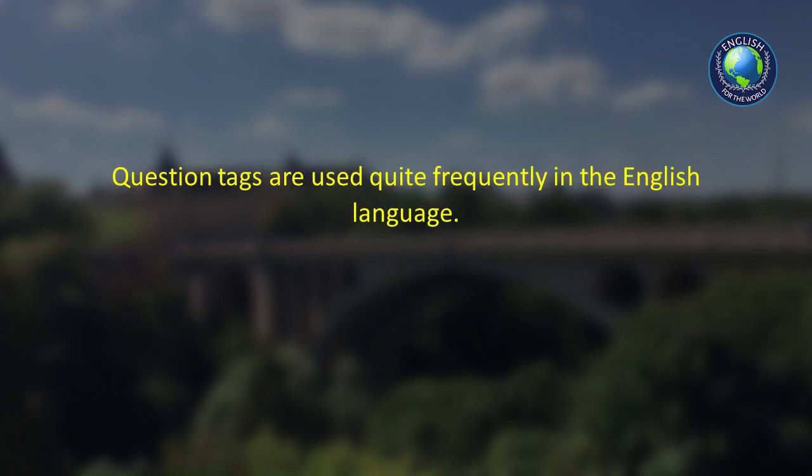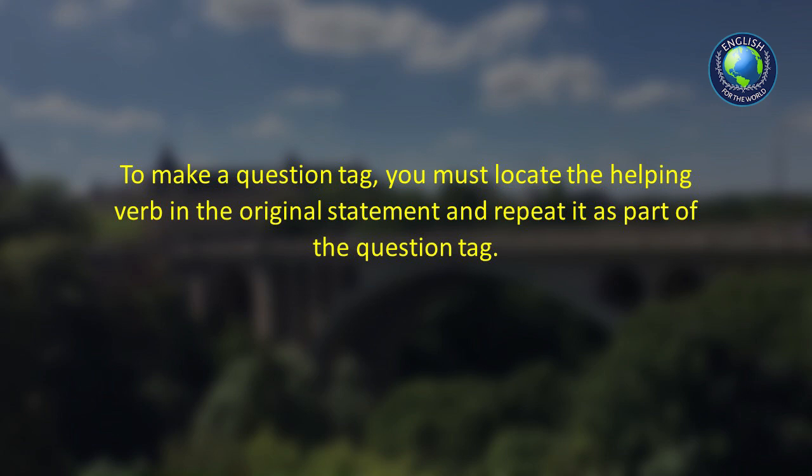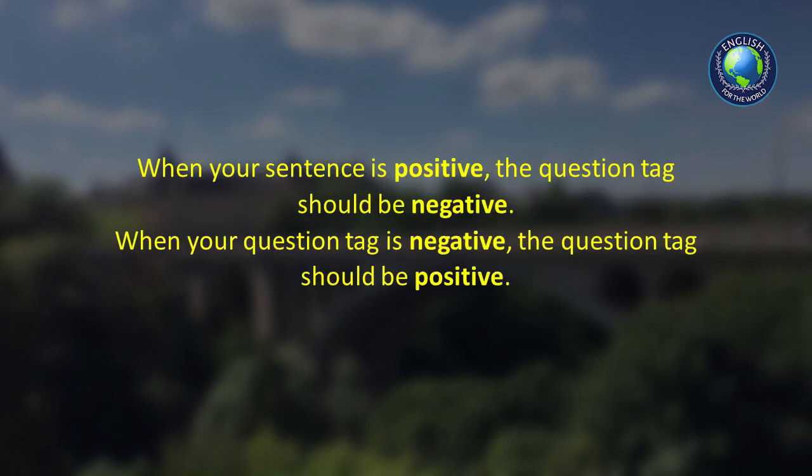Question tags are used quite frequently in the English language. You use a question tag when you want to know whether the listener agrees with what you are saying. To make a question tag, you must locate the helping verb in the original statement and repeat it as part of the question tag. When your sentence is positive, the question tag should be negative. When your question is negative, the question tag should be positive.